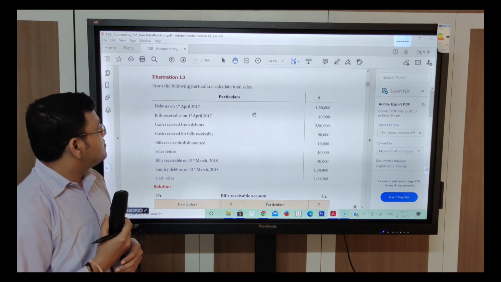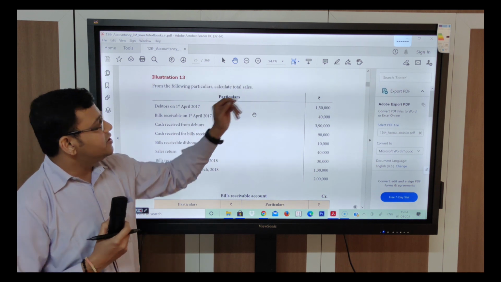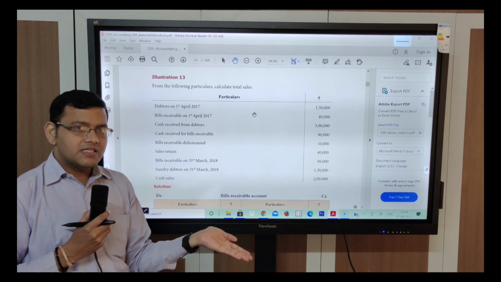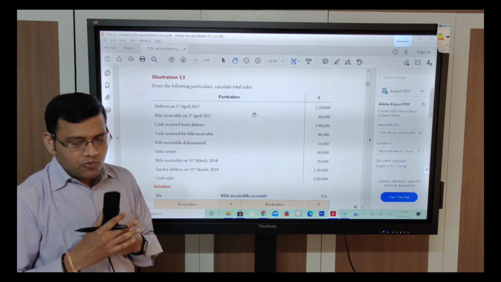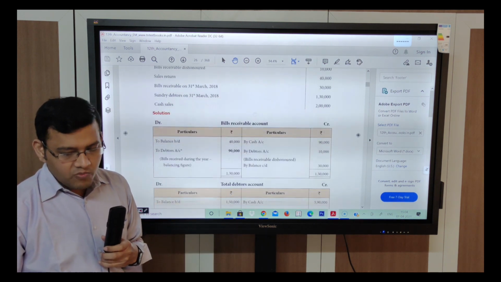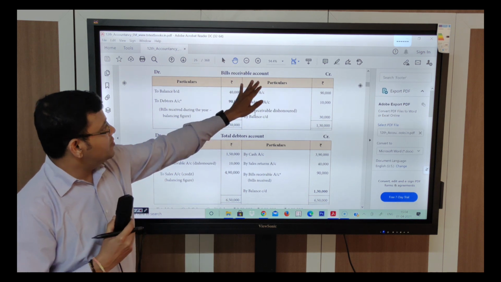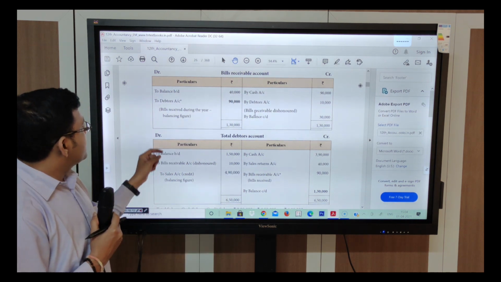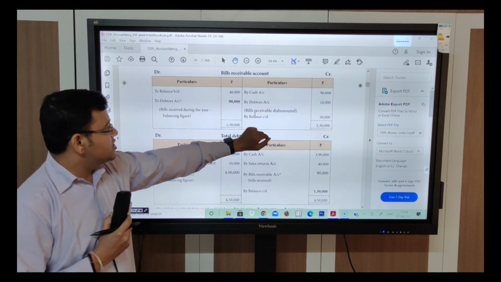In this illustration, they have asked you to calculate the total sales. This is a comprehensive problem. It has both debtors as well as bills receivable. So what you have to do now is prepare both the formats, the bills receivable as well as the total debtors account. If you see over here, we are first preparing bills receivable.